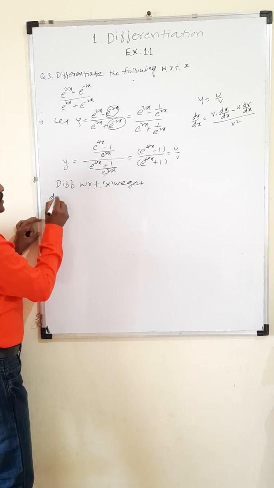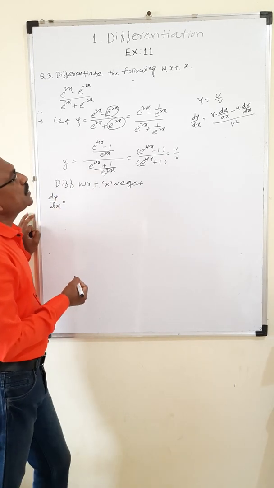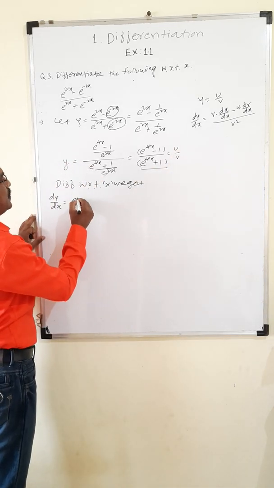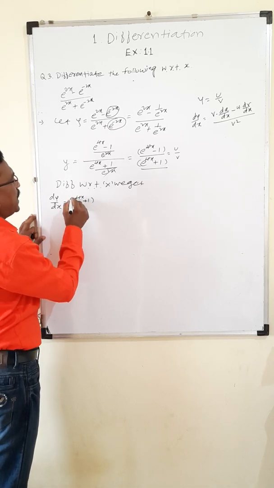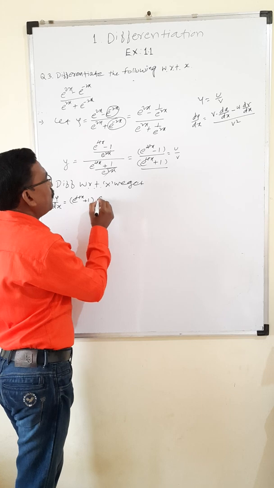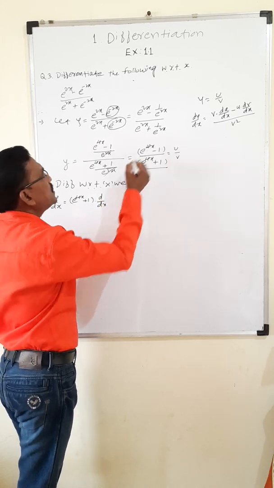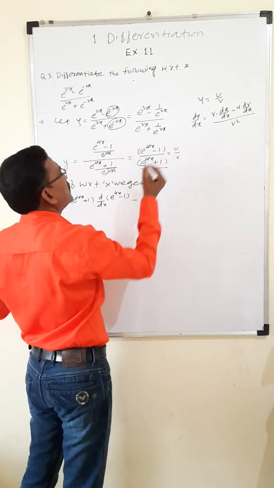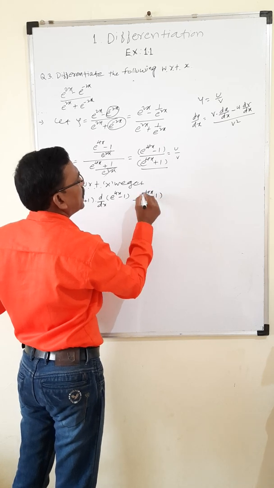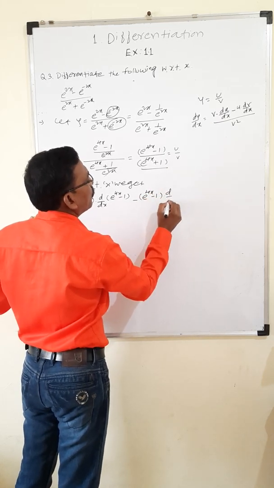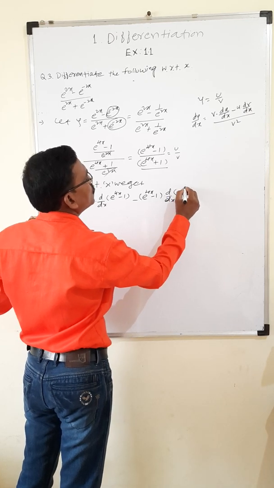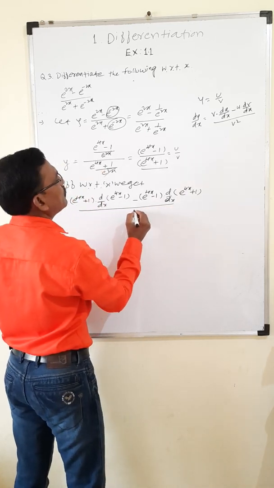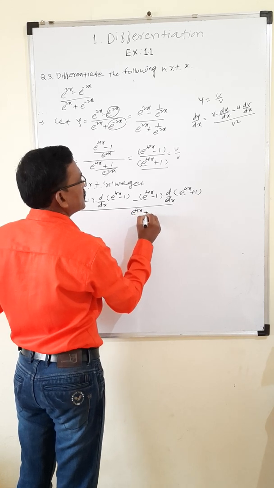So dy by dx is equal to, here v as it is means this e raised to 4x plus 1 as it is, into derivative of u, means this e raised to 4x minus 1, minus u as it is, means e raised to 4x minus 1 as it is, into derivative of v, derivative of e raised to 4x plus 1, and whole divided by v square, means e raised to 4x plus 1 whole square.